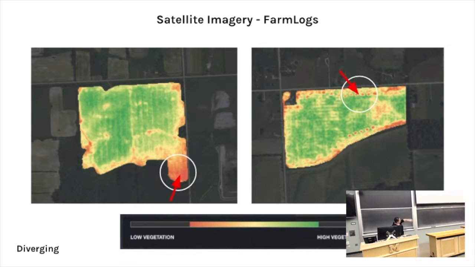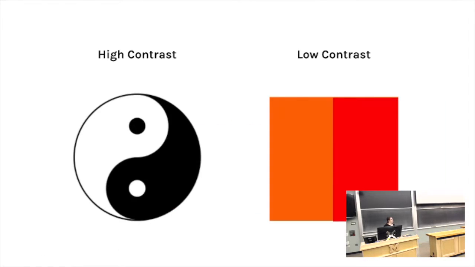On the right is an example of a planter configuration problem, which sounds more complicated than it is. The actual machine that put the seeds into the ground had a problem. So you can see all those little dots around the edge showing that issue. So, using contrast with color.